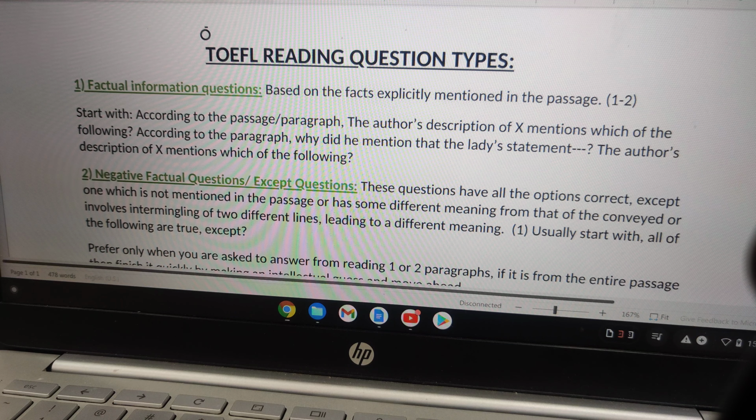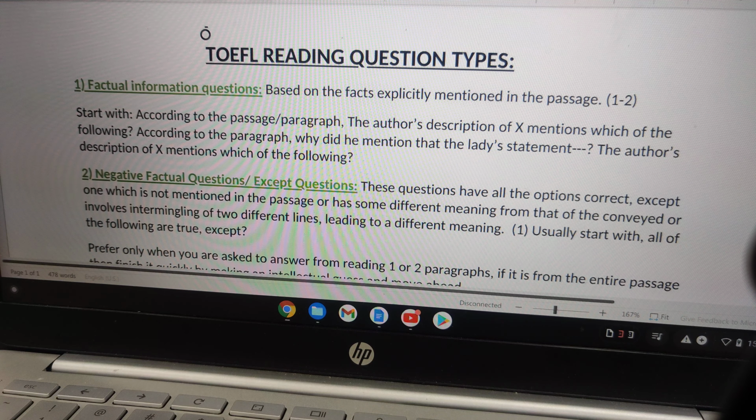Okay, coming to how these questions actually start, like how we'll analyze what question is of what type. So the questions which actually start from according to the passage or paragraph, according to the author, that means here you need to understand that this is a factual information question. So facts are clearly mentioned in the passage or the text.